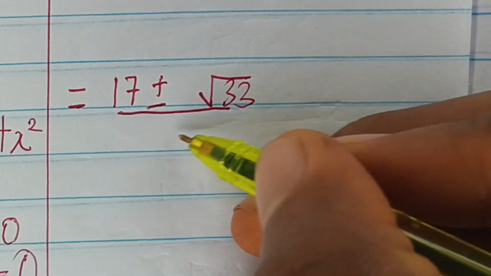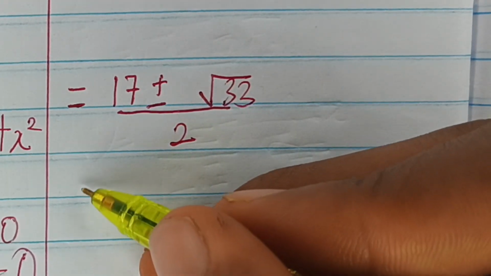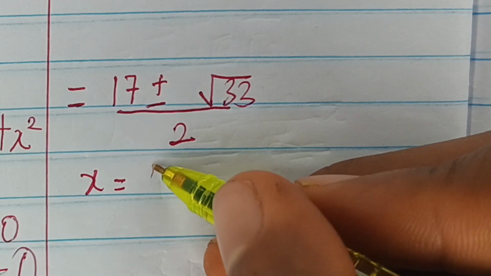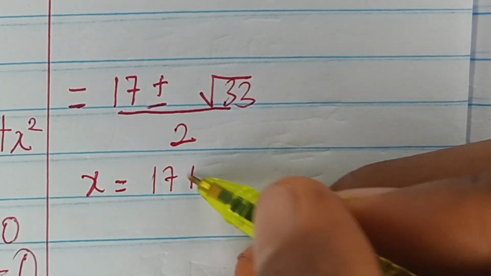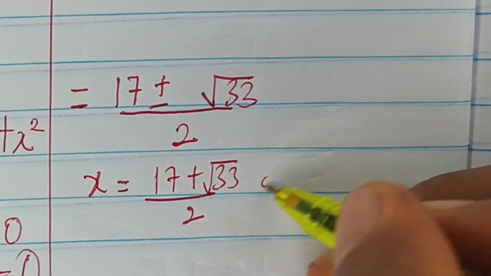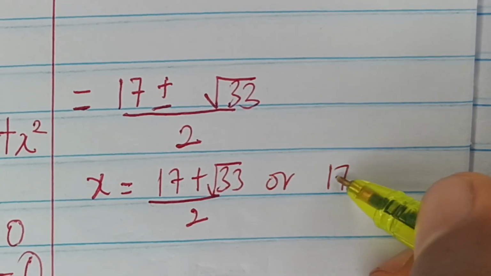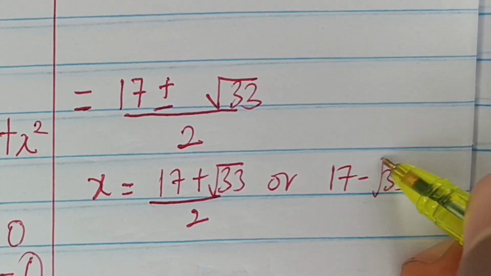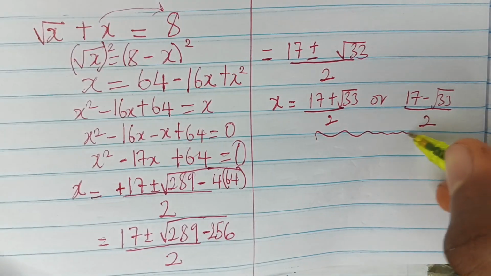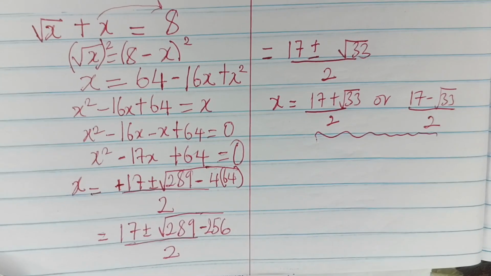all over 2. Hence, x is equal to 17 plus root 33 all over 2, or 17 minus root 33 all over 2. These are the answers to this question.